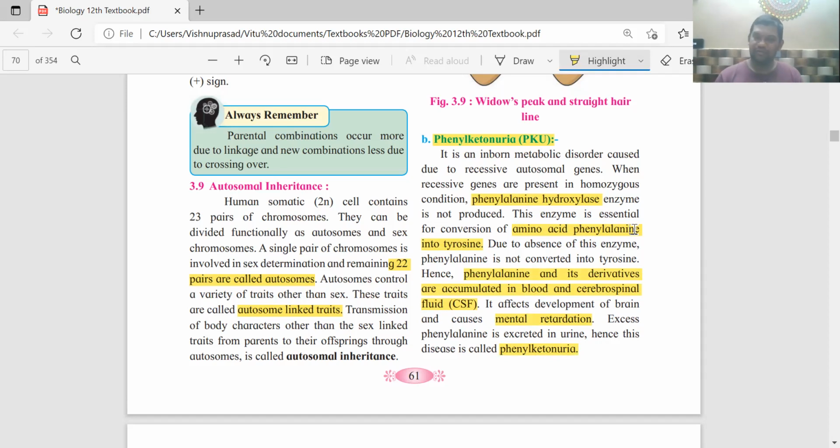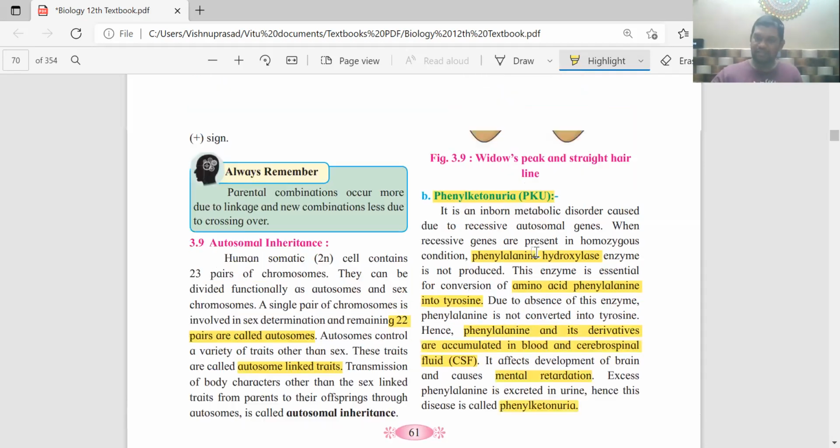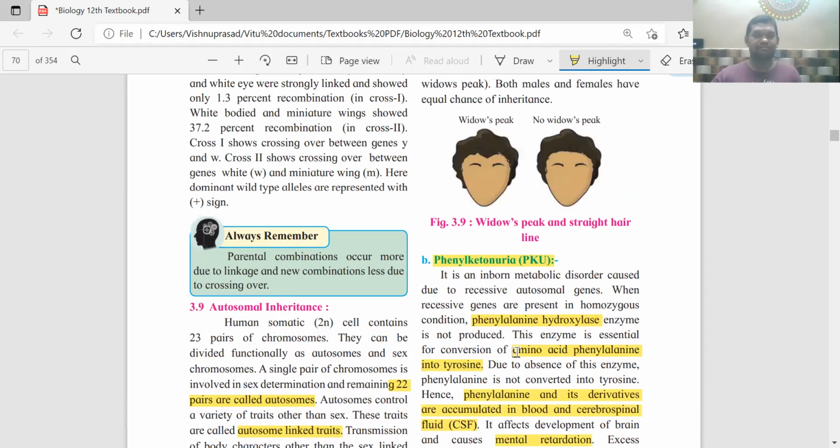Phenylalanine is excreted in the urine. You understood the reason properly? The main reason for that is recessive genes in homozygous condition responsible for it. It's an inborn metabolic disorder.